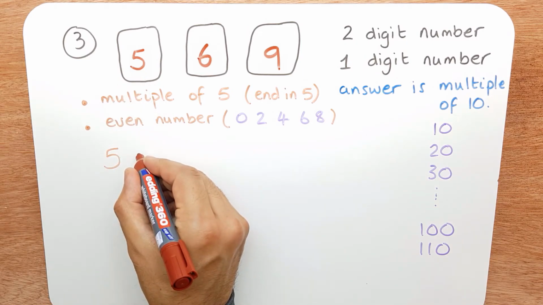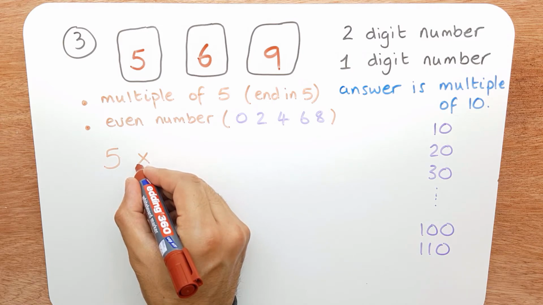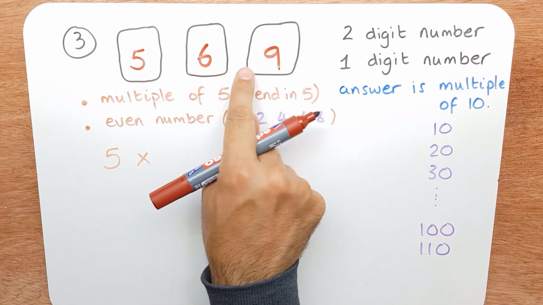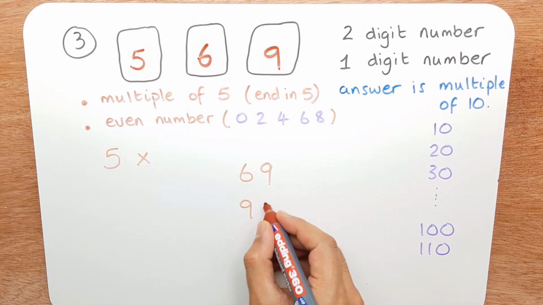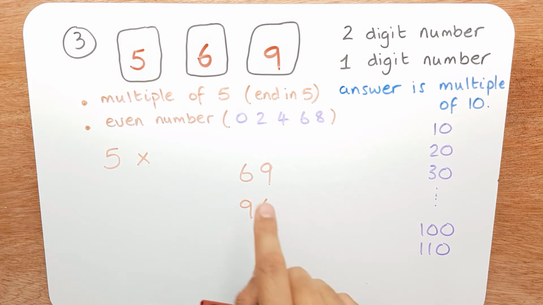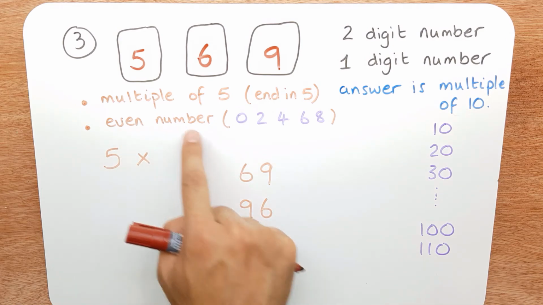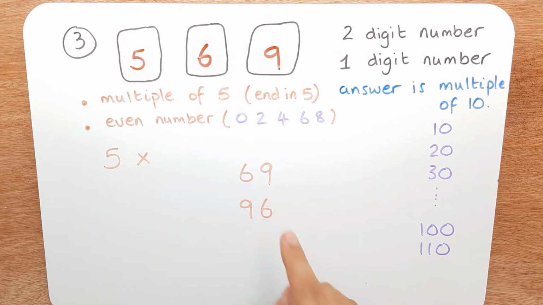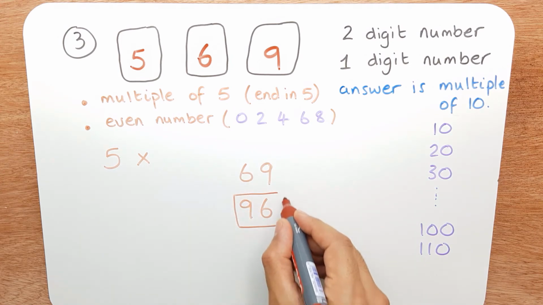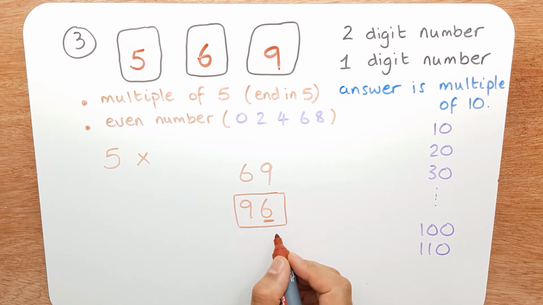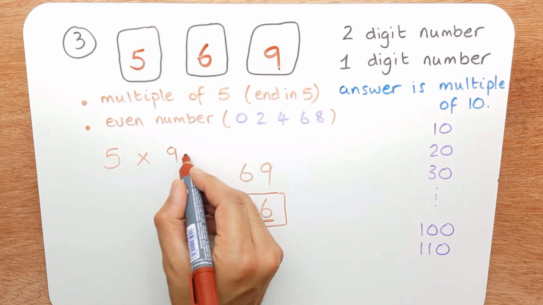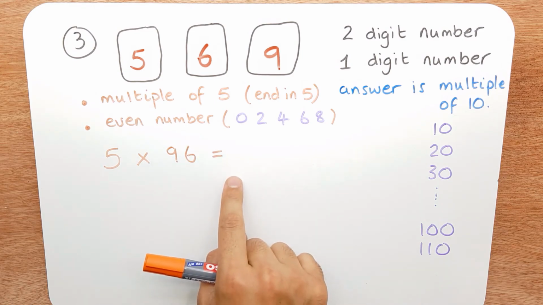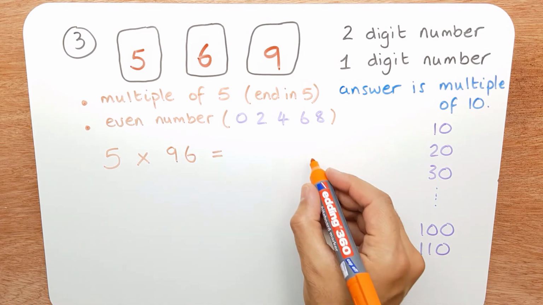5 times, now I have a 2-digit number. The question is, do I write 69 or do I write 96? Now, I need to work out an even number. Which one's an even number from these two? I can see straight away it's that because it ends in a 6. So I'm going to do 5 times 96. What I want to do is use the grid method here.